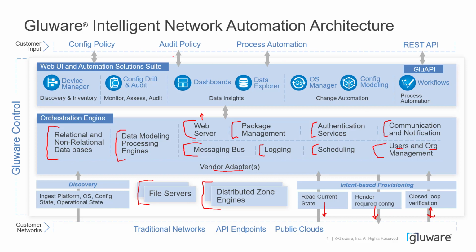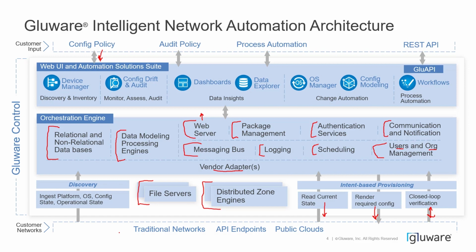So let's build this out and just tie in the last piece of it. From the last slide I was already talking about, you bring in your config policy. Gluware does not restrict what you want to automate. Gluware enables you to automate anything the vendor supports in its operating system and its configuration capabilities. So you bring what you want to automate into the Gluware platform. You can also define your own audits along with using standard audits, and you bring your own processes and you automate those with Gluware. On the bottom side of the network, this is where I talked about it already, with our 30+ vendor adapters, we automate traditional networks, API endpoints, and public cloud.